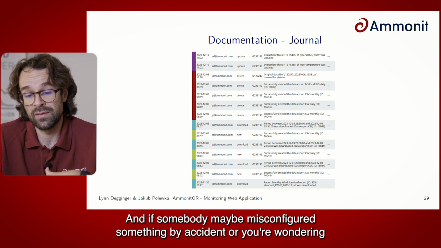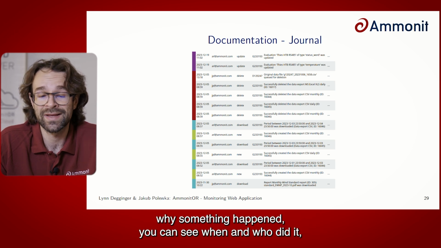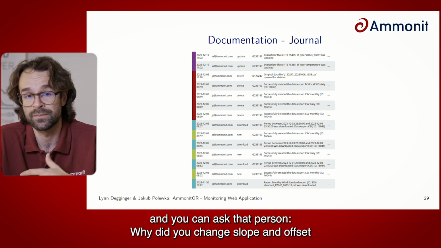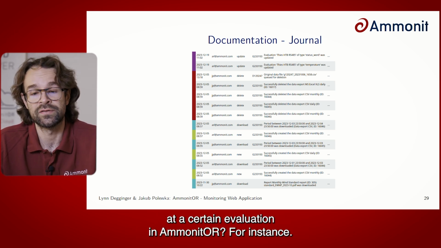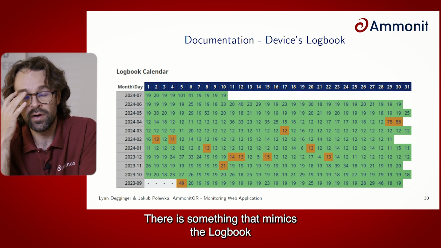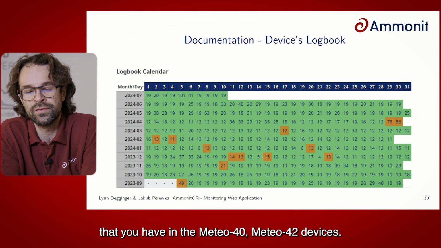And if somebody maybe misconfigured something by accident or you're wondering why something happened, you can see when and who did that, and you can ask that person, why did you change slope and offset at a certain evaluation in AmmonitOR, for instance. There is something that mimics the logbook that you have in the Meteor 4042 devices.